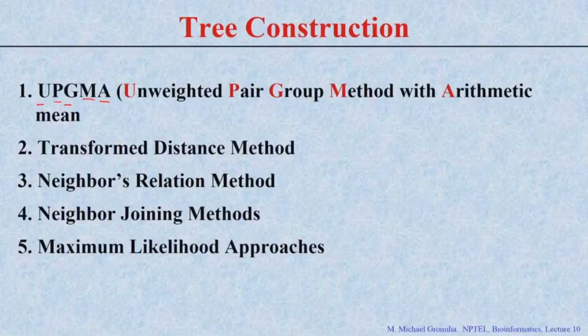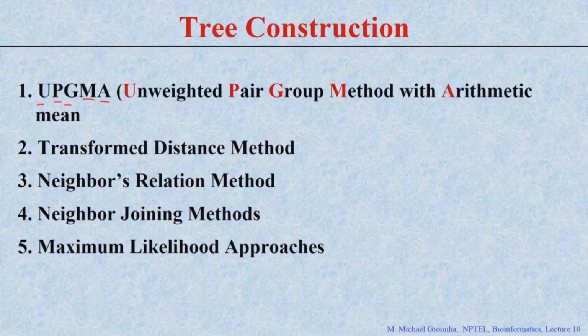This is unweighted pair group with arithmetic mean. That is why it is simplified as the UPGMA method. It is a very common method and you can easily understand how to construct trees using it. It is easy to understand, but it has some disadvantages. To rectify that, several other methods have been proposed.